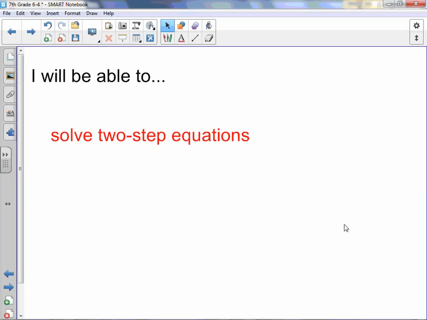Chapter 6, Lesson 4, Solve two-step equations. You will be able to solve two-step equations.